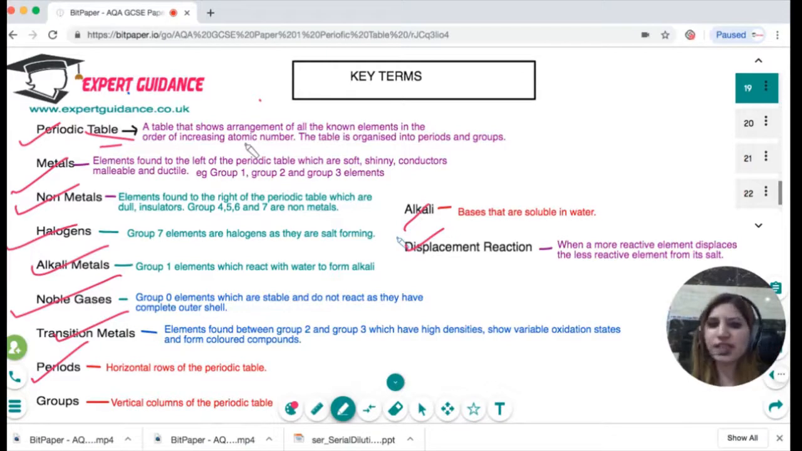Halogens are group 7 elements as they are salt forming. Alkali metals are group 1, which react with water to form alkali. Noble gases are group 0 elements, which are stable and do not react as they have a complete outer shell. Transition metals are the elements found between group 2 and group 3, which have high density, show variable oxidation states, and form colored compounds. Periods are the horizontal rows of the periodic table. Groups are the vertical columns of the periodic table. Alkalis are the bases that are soluble in water. And a displacement reaction is when a more reactive element displaces the less reactive element from its salt solution. Okay, so all these key points are clear to you.